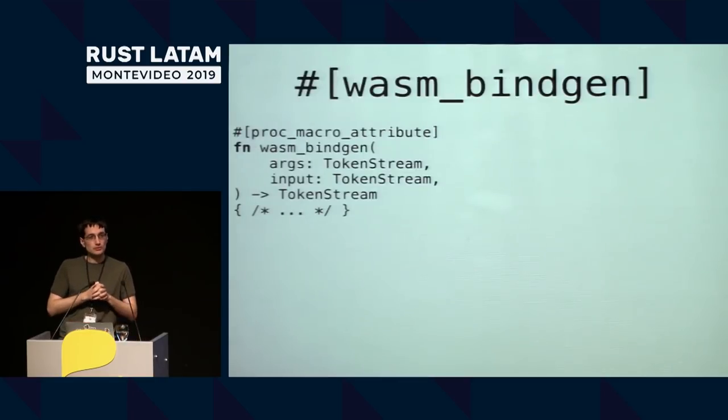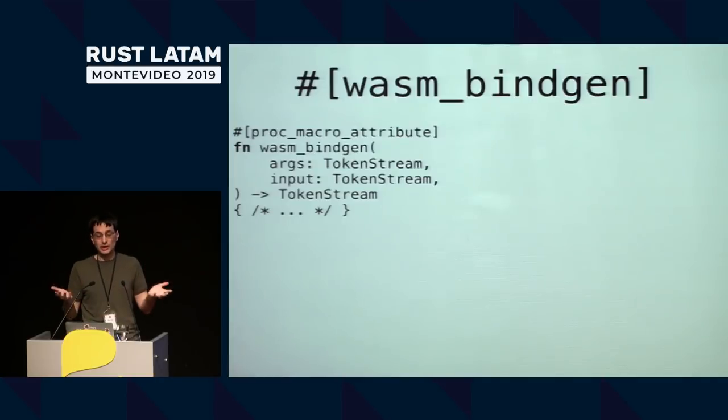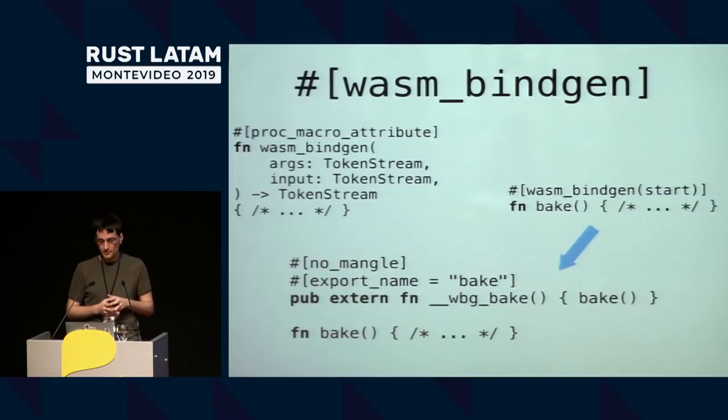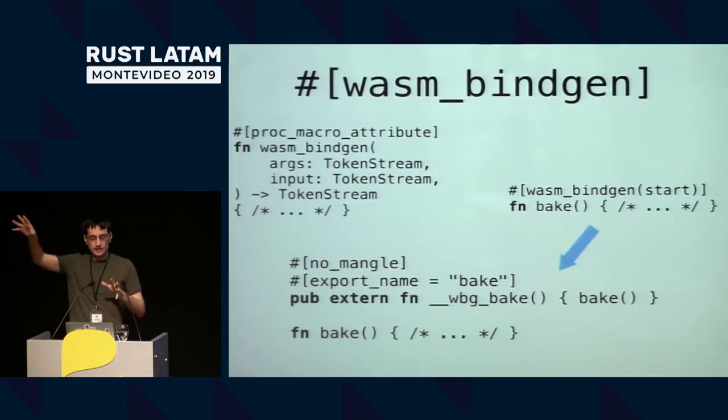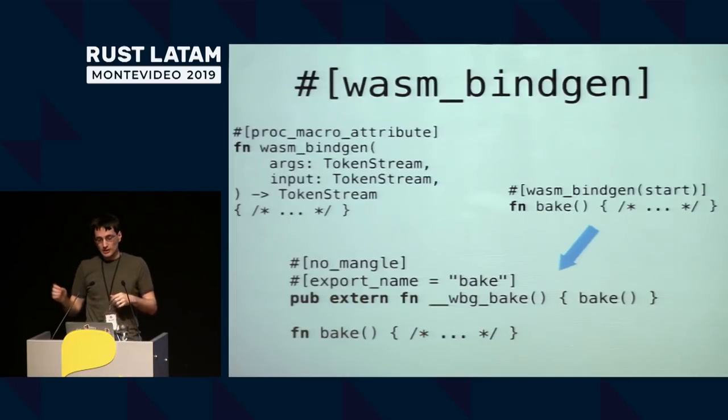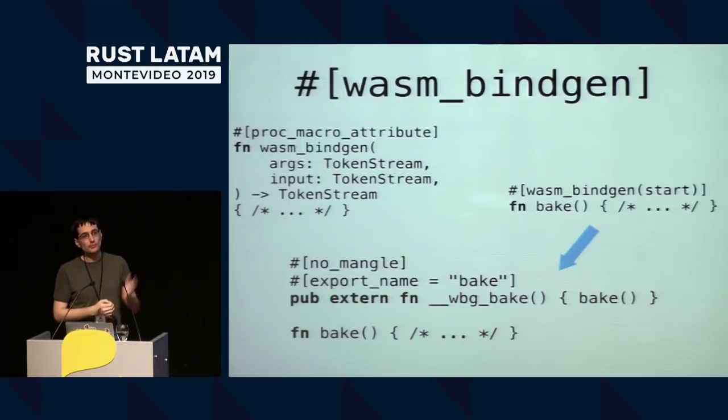The next form, the last form, is attribute macros, which is kind of like wasm-bindgen. And this is, again, slightly different from the previous ones, where we have proc_macro_attribute as opposed to the previous forms. And there's also two inputs here, as we'll see in a second. And so the idea here is that we're starting with this bake function, and we're going to annotate it with a wasm_bindgen start. And then we want to transform that by generating some goop, which you don't have to worry so much about. It's got a bunch of crazy stuff, plus the original item itself right there.